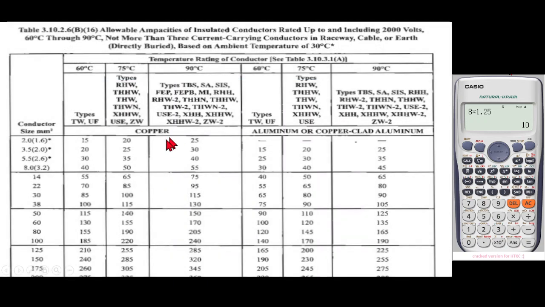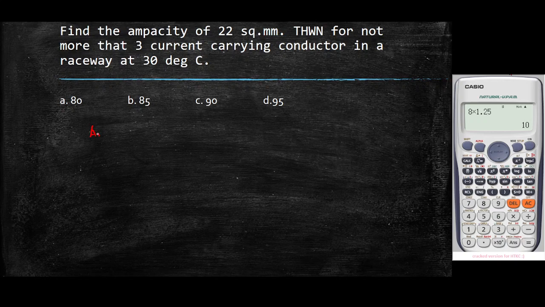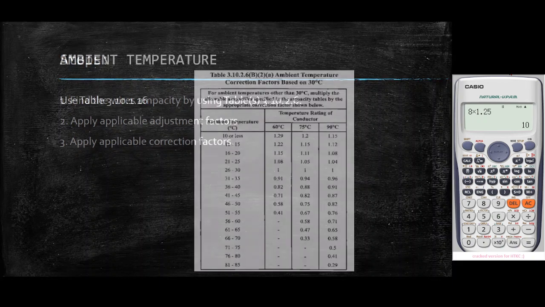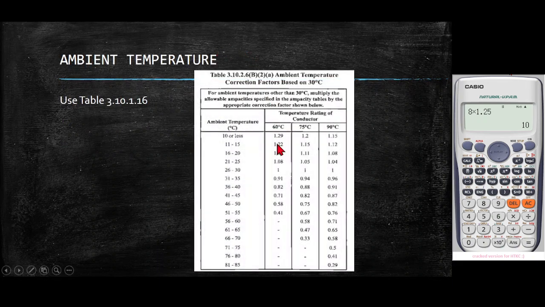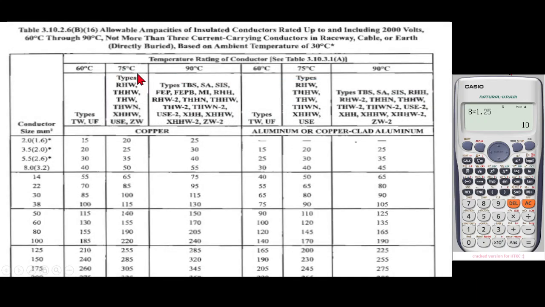So 22 square mm, THWN: 22 THWN is 85. So our ampacity is equal to 85 amperes. But it is used at 30 degrees Celsius, so let's go back to the other table. What we base on is the temperature rating. The normal temperature rating for THWN is this one, 75.